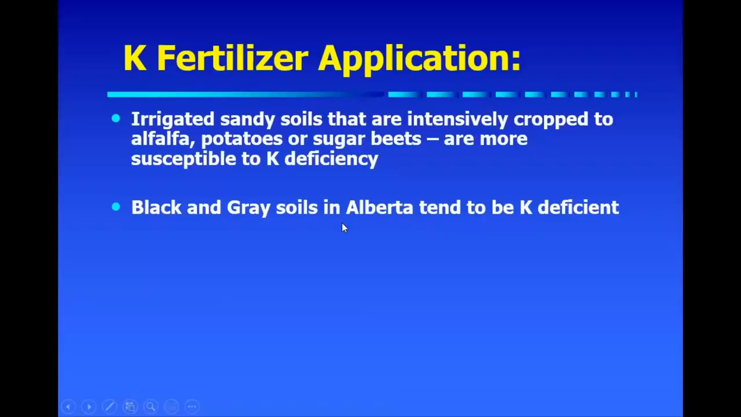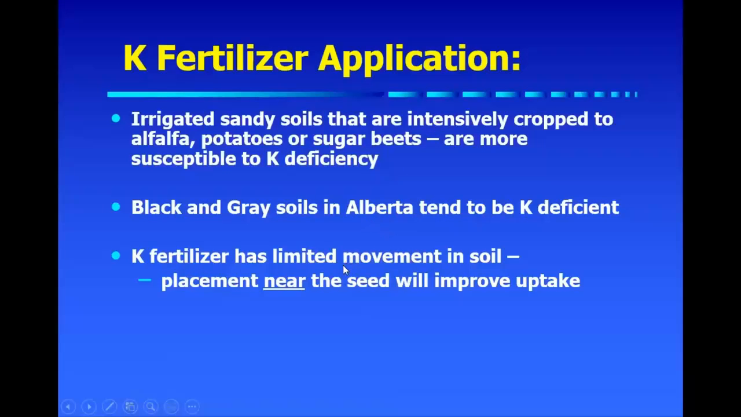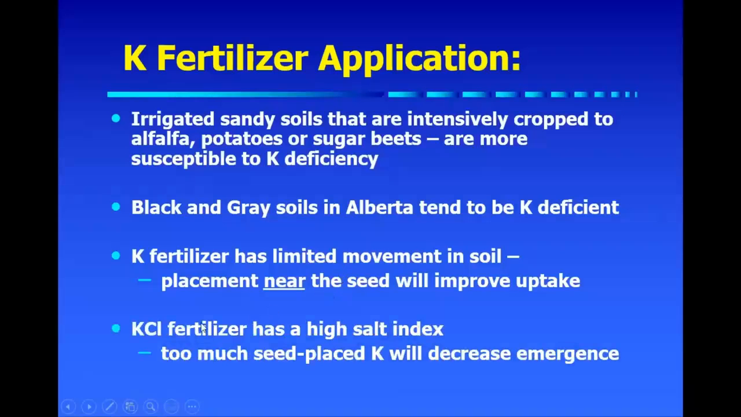Really, in Alberta, though, the place I get most concerned are the black and gray soils. They tend to be potassium deficient, and a soil test will really confirm that for you. Potassium is also not very mobile, so you want to place it near the seed. If you need both phosphorus and potassium, I'd say put the phosphate with the seed and put the potassium in the side and as close to the seed as possible, but not with the seed. Simply because potassium chloride fertilizer has a fairly high salt index, and too much potassium in the seed can really negatively affect germination and emergence of crops.